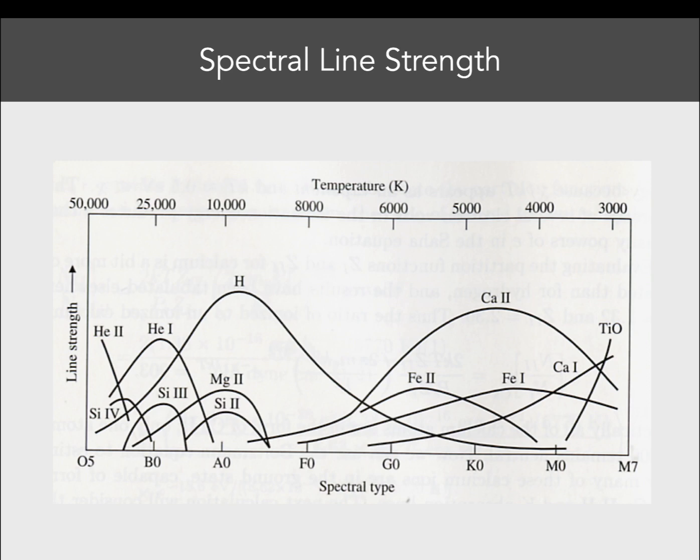In any case, this is a very powerful technique to very accurately measure the temperature and abundances of different elements in stars by looking at the relative strengths of their spectral lines. We'll talk about that more in upcoming lectures. In the next lecture, we'll talk about radiative transfer.